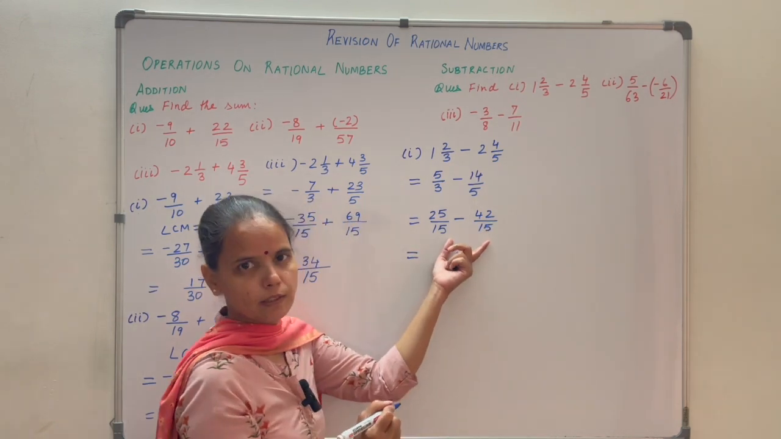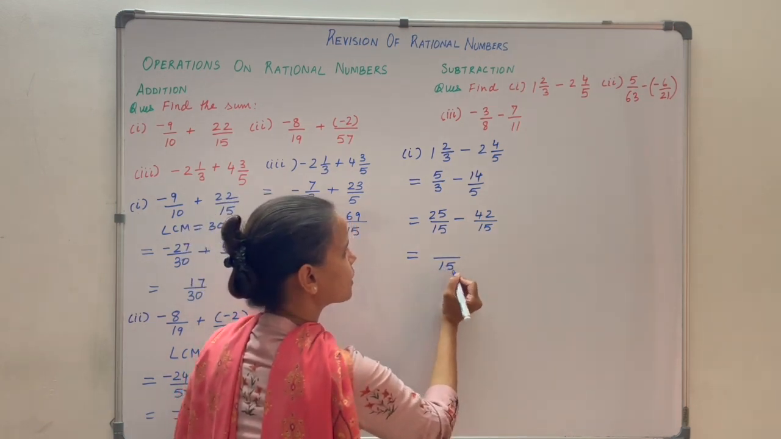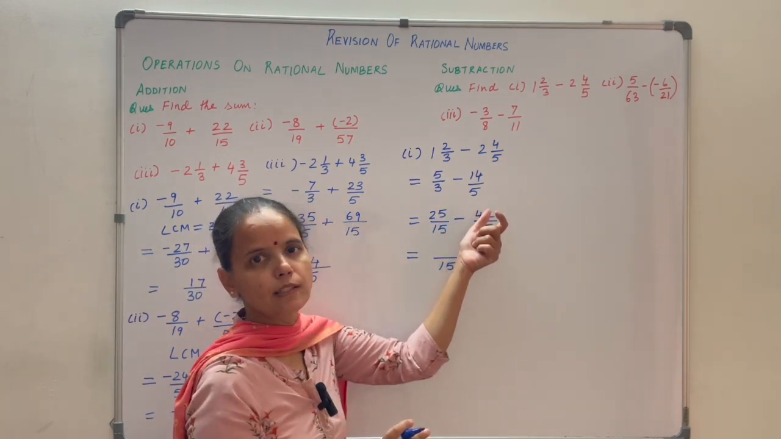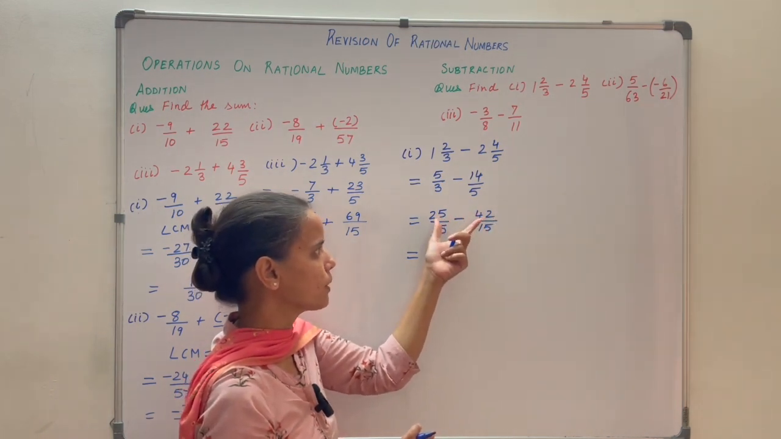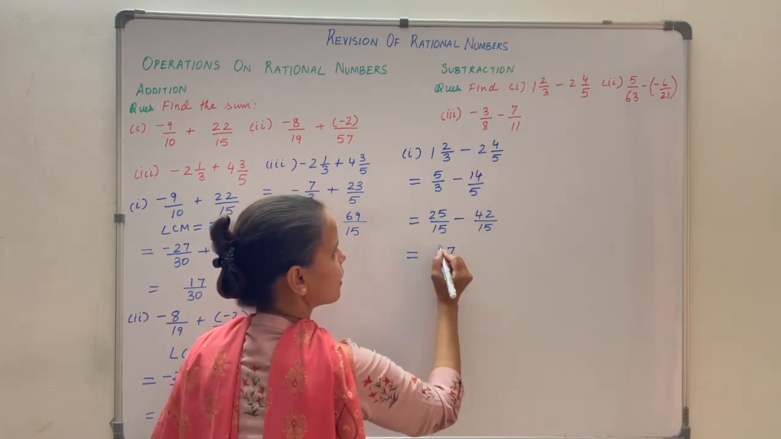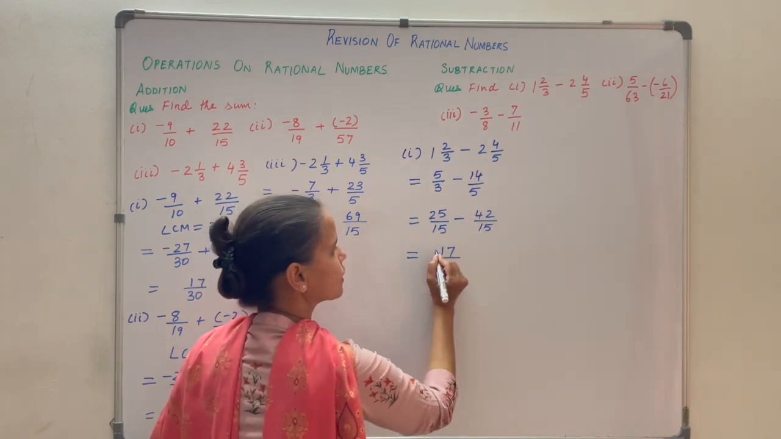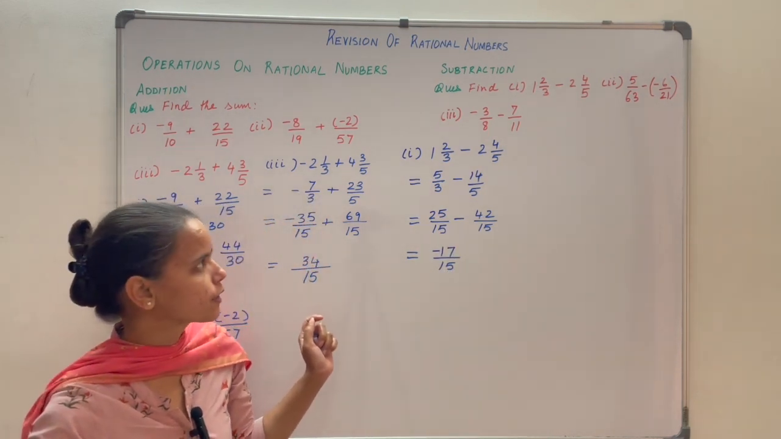Now the denominator is 15. You just need to simplify the numerator. So in the numerator you have got 25 minus 42. So you need to find out the difference of the two numbers. So 12 minus 5 is 7. 3 minus 2 is 1. And the sign of the greater number, that is minus. So you get here minus 17 upon 15.